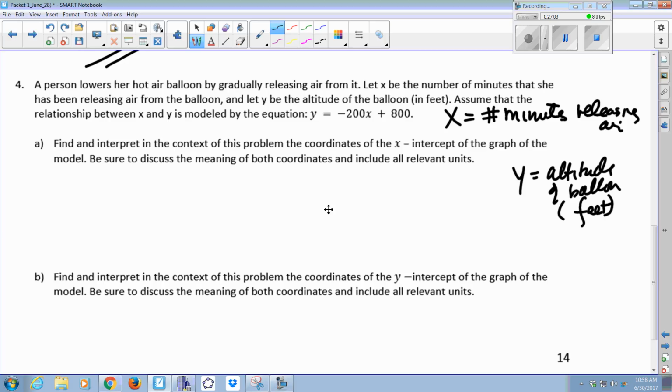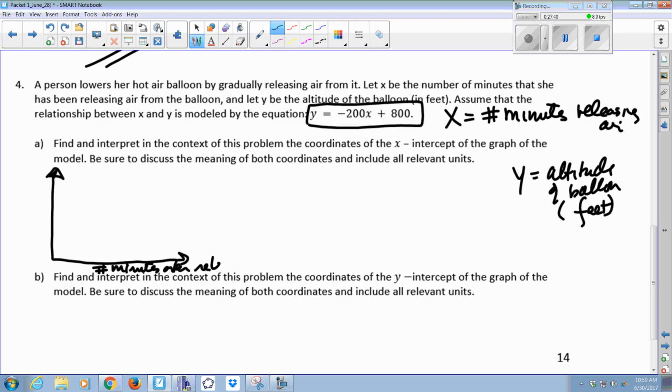So we're going to assume this relationship between how many minutes the air has been released and the altitude of the balloon can be modeled by this linear equation. So Y equals negative 200x plus 800. Hopefully it makes sense to you that the slope here would be negative, since when you release the air from the balloon, your altitude decreases. So X would be the independent variable, which would be the number of minutes after releasing the air. And this would be the altitude of the balloon in feet.